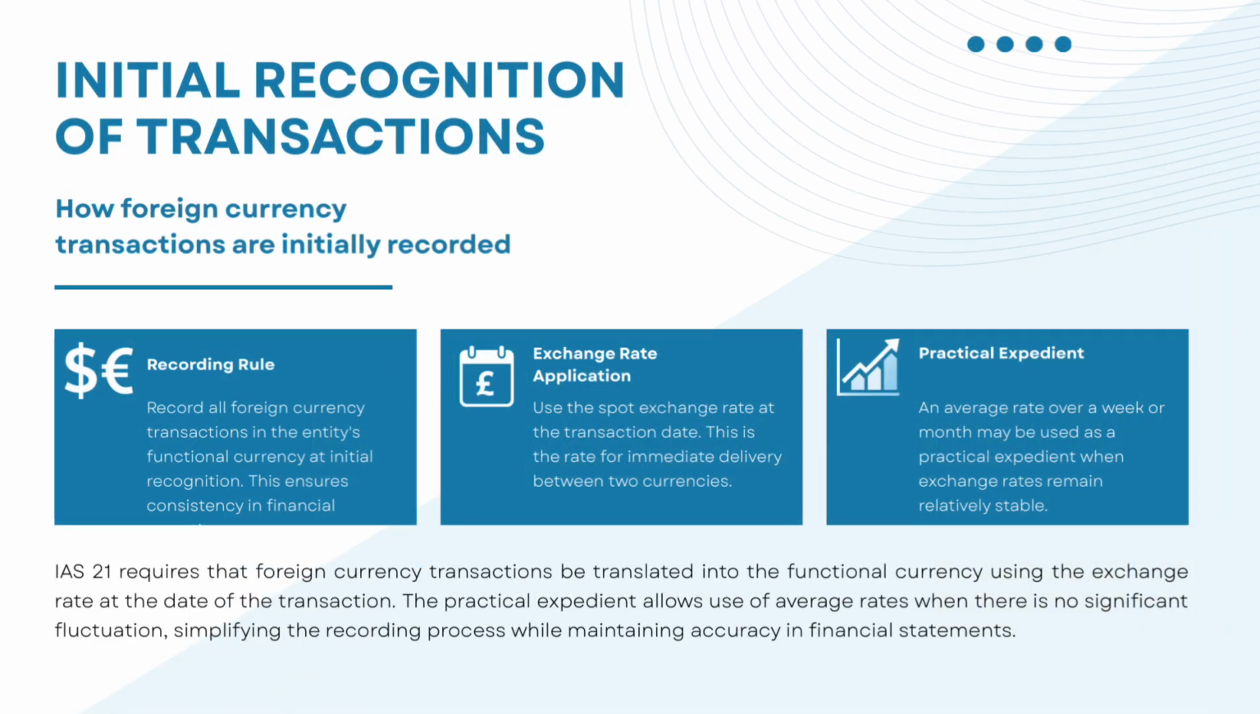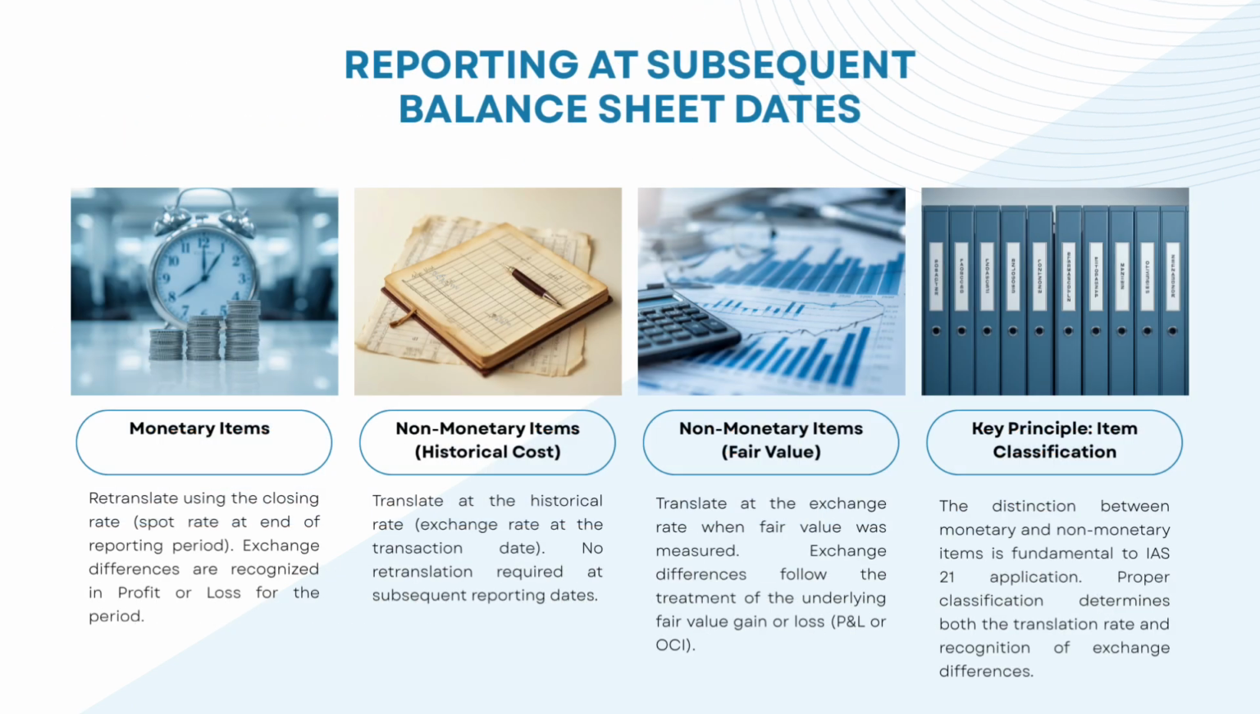Once the functional currency is set, how do we record a transaction? At initial recognition, you must use the spot exchange rate at the date of the transaction. While the standard allows for weekly or monthly average rates as a practical shortcut, be careful. If rates are volatile, as we've seen recently in global markets, those averages may no longer be a faithful representation of the transaction.